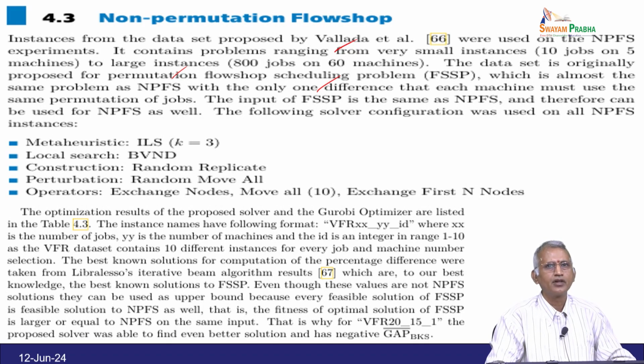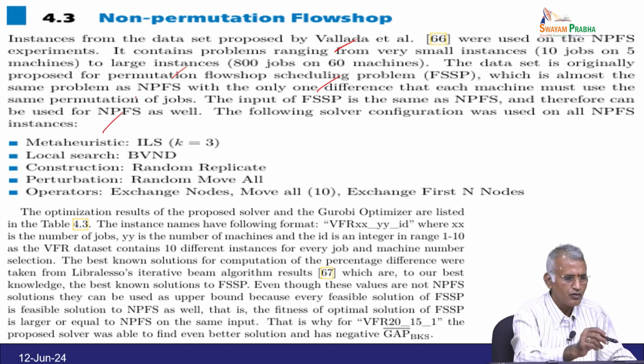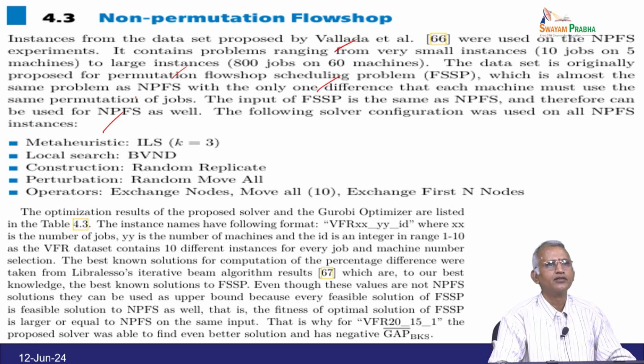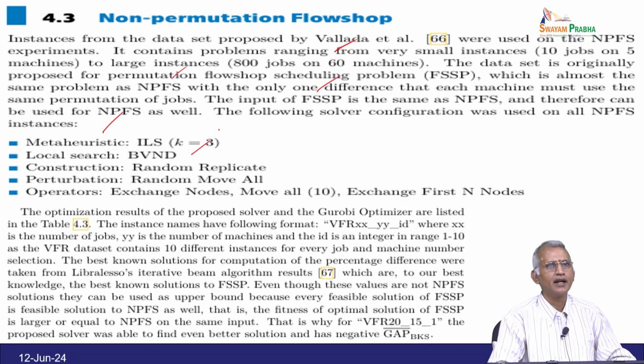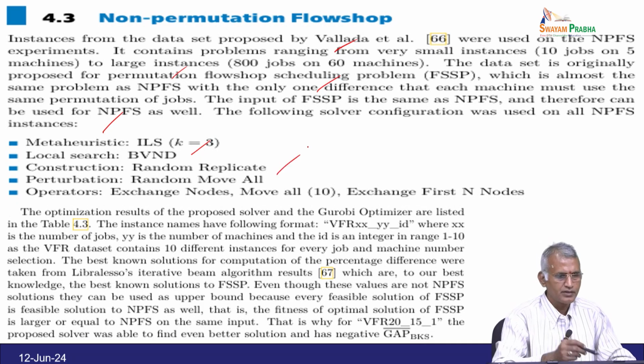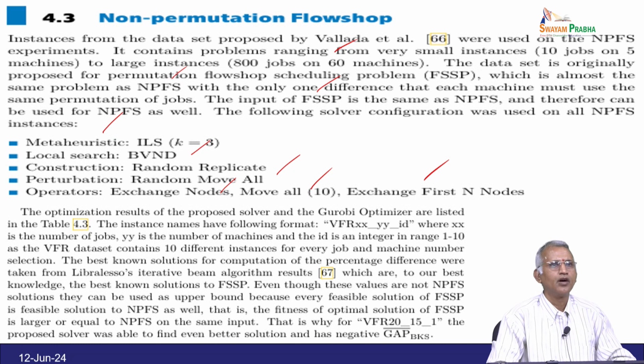So, the following solver configuration was used on all NPFS instances. Metaheuristic ILS with k equal to 3, local search BVND, construction is a random replicate, perturbation is a random move of all, operator is exchange nodes, move all to 10, exchange first n nodes. The optimized results of the proposed solver and the Gurobi optimizer are listed in the table.